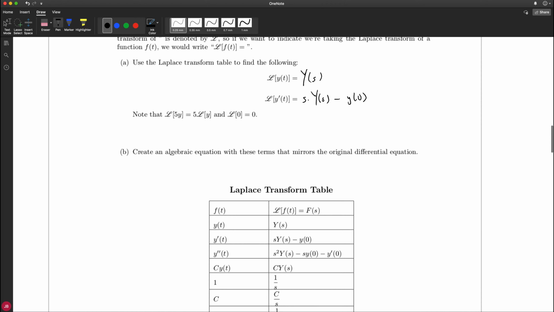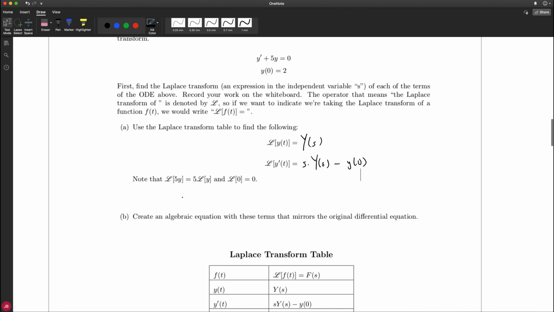All right, so what we're going to do is take our differential equation right here and transform it via the Laplace transform. And what we'll see is that we'll get an algebraic equation. Okay, so let's just do that right here. We're going to take the Laplace transform, which is the script L, of both sides.